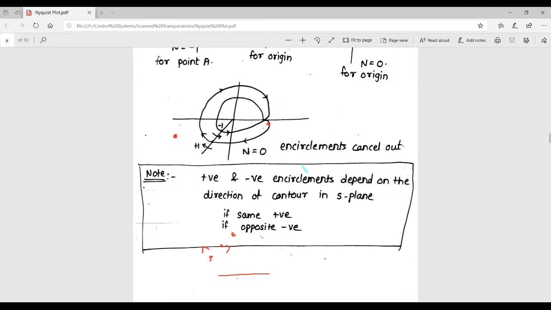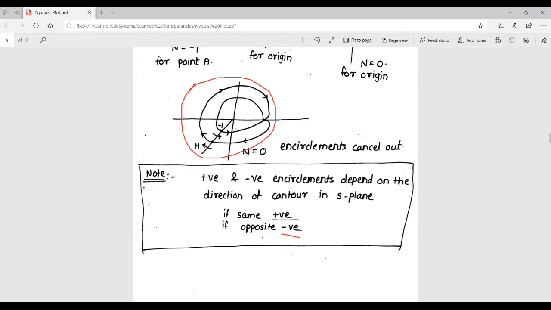Negative and positive encirclements depend on the direction of the contour in S-plane. Now I hope this is clear. What we are doing is we have some contour in S-plane, and now ultimately we have mapped it to f of S plane. Whatever examples we are showing here are nothing but mapped contours, and the direction of the mapped contour is compared with the original contour in S plane. If both the directions are the same, then the sign is positive. If the directions are opposite, then the sign is negative.